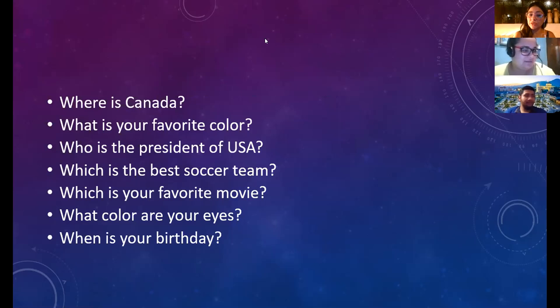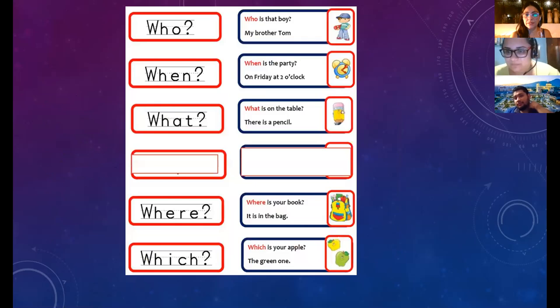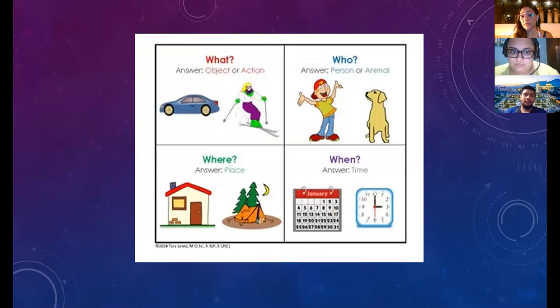All right. Okay. So, guys, una de las cosas que tenemos que hacer antes de cualquier cosa es aprendernos o recordar qué significa cada palabrita, ¿verdad? Para no estarla confundiendo. What, ya saben que es con objeto o con acción, o en el caso de what is your name también. Who, you say, who is she? ¿Quién? Where, hablamos de place. Where is your English class? In my house. When is your English class? My English class is every day at 7 o'clock. Because I'm asking you for a time, okay?